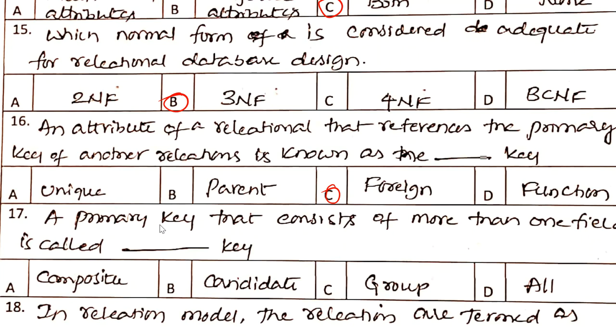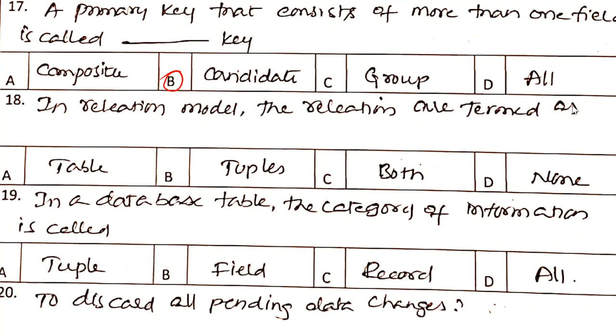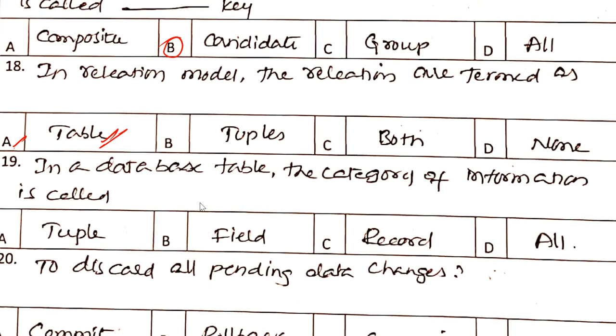Okay, next one, a primary key that consists of more than one field is called dash key. The options are composite, candidate, group, all. Okay, the answer is candidate key. In relational models, the relations are termed as: table, tuples, both, none. So the correct answer is table. Next one, in a database table, the category of information is called: tuple, field, record, all.